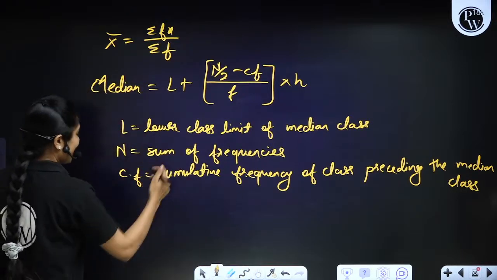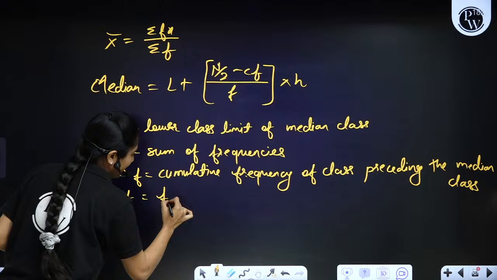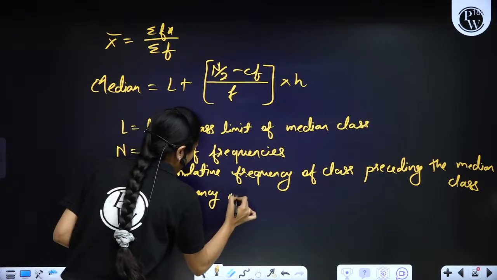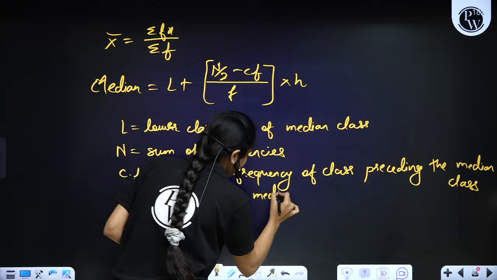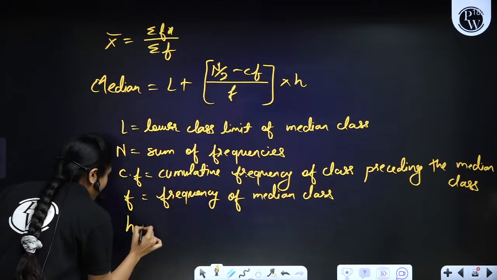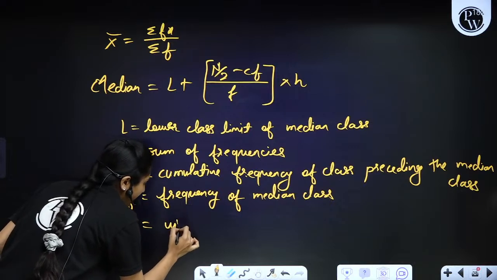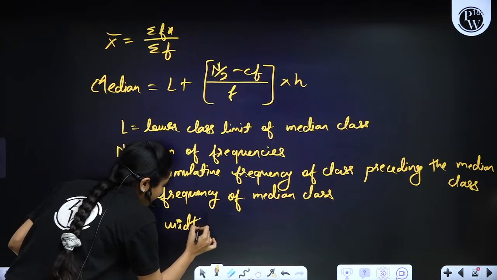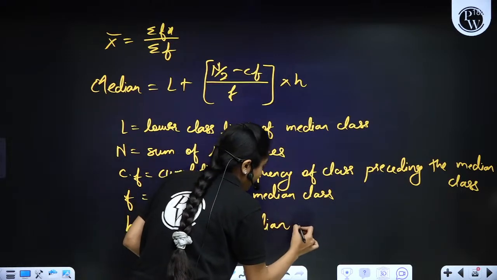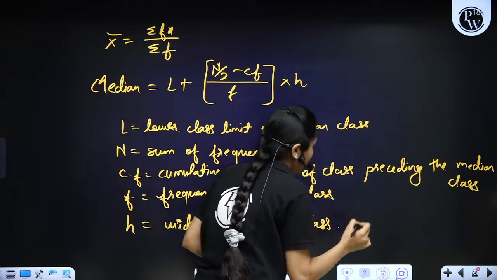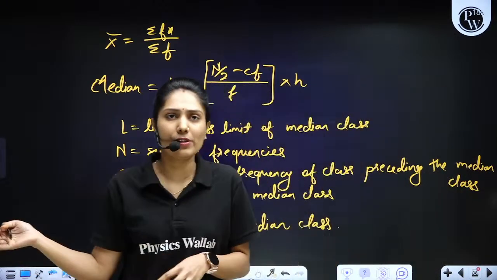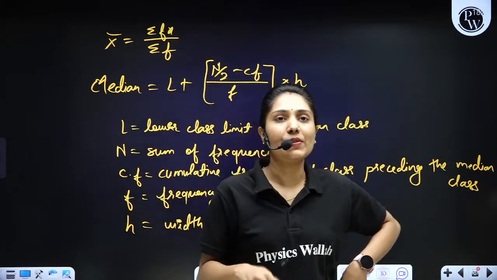After that, next is F. F is the frequency of the median class. And lastly, H. H is the width of the median class. So you just have to calculate these things and substitute the values in the formula. You'll get the answers.